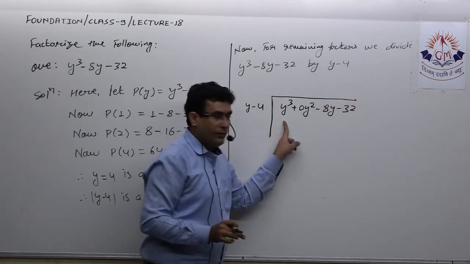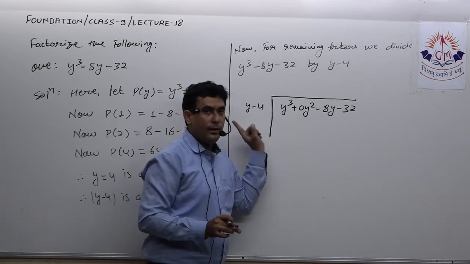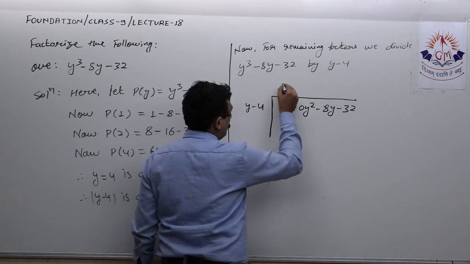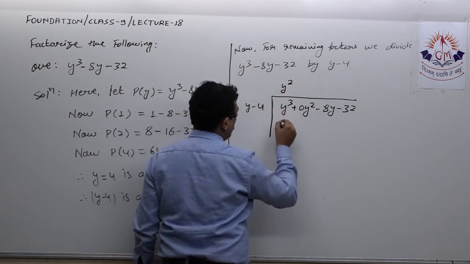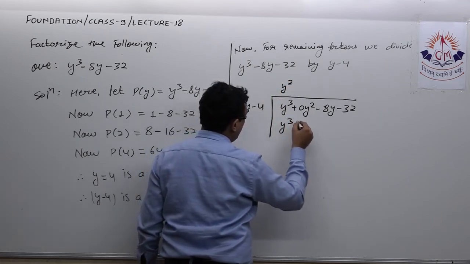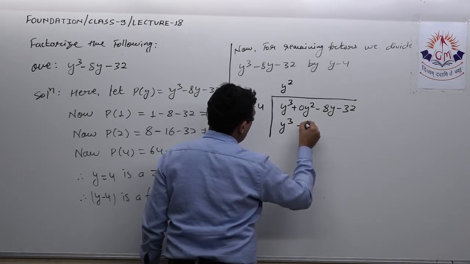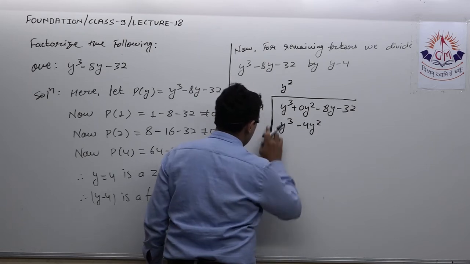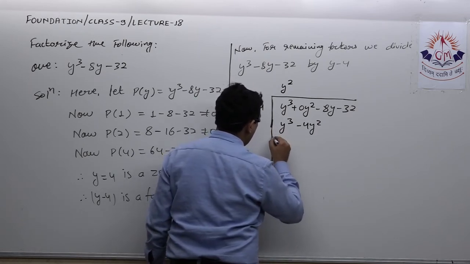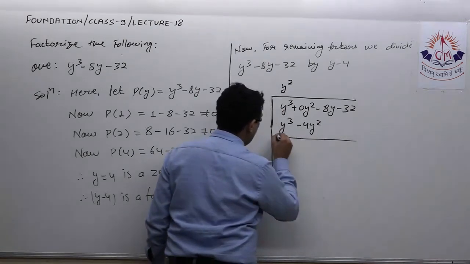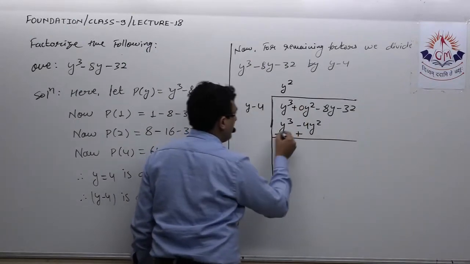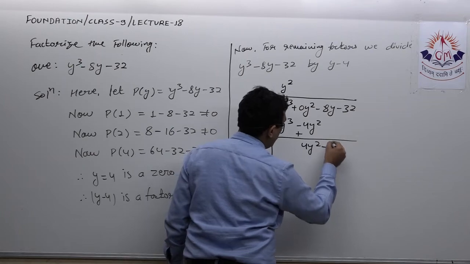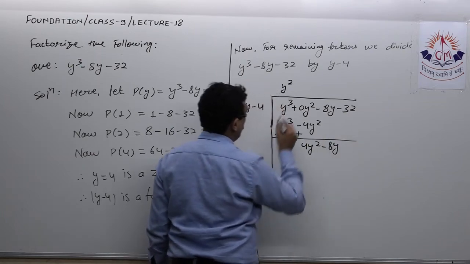for the quotient, I'll divide the first term of the dividend by the first term of the divisor. So y cube upon y gives you y square. So here I get y cube, here minus 4y square. Okay, now I will subtract. So here minus, here it is plus. This will cancel out. Here I get 4y square. I will bring down the next term, that is minus 8y.